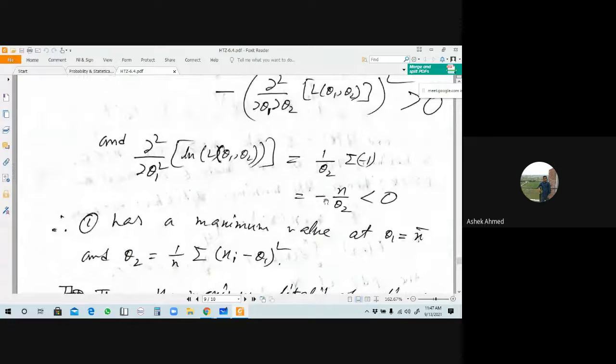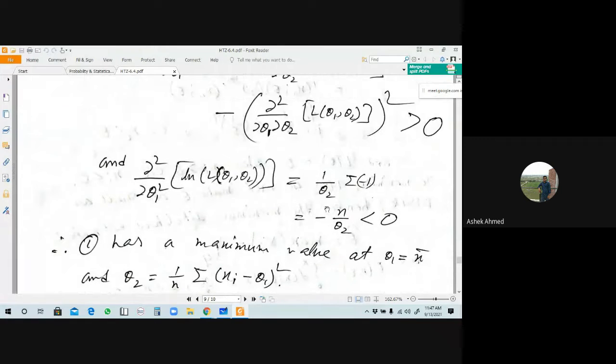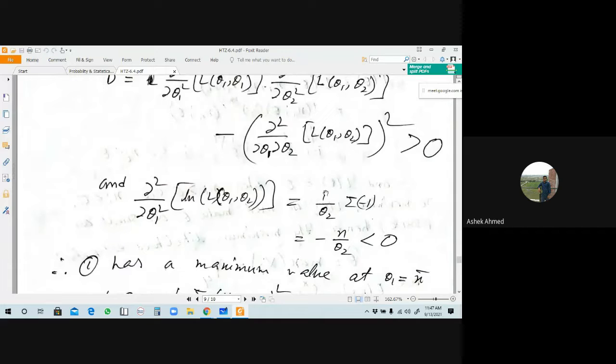Minus, how much is there? n by theta 1. Why is this n by theta 1? But the partial derivative will be 1 by theta 2, summation of minus 1. What do you mean by summation of minus 1? Tell me, can you say what do you mean by this? What does summation mean? i equals 1 up to n.